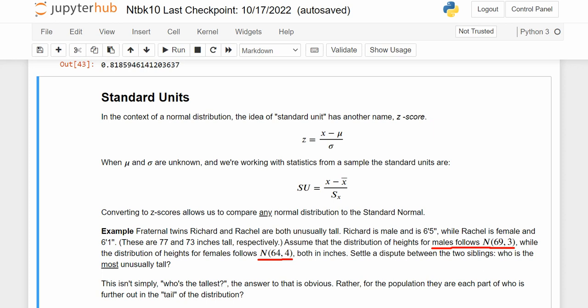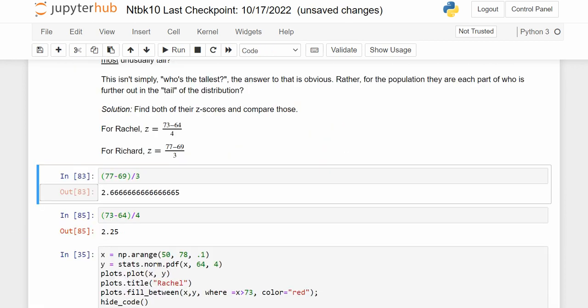And so who is the most unusually tall? Well, we're not asking who's the tallest. I mean, Richard is 6'5", his sister's 6'1". They're both very tall, but Richard is taller. But who's tallest relative to their own group? Okay, and sorry, I was trying to hit Shift Enter and go down.